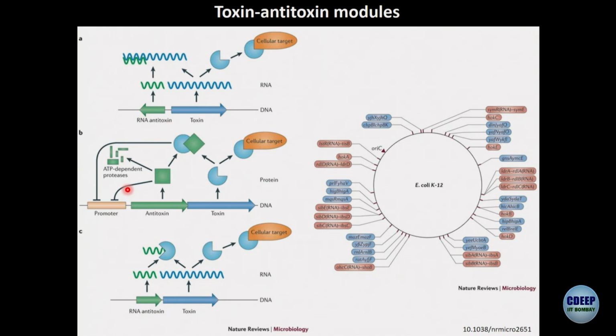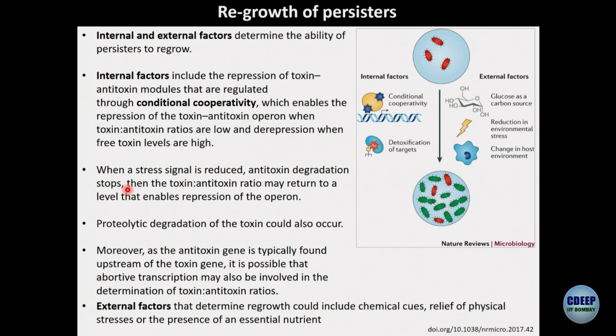The Lon protease, which we mutated or deleted to create BL21 cells. The Lon and the OmpT protease. That's one of the major proteases which degrades the antitoxin molecule. So when the stress is released, the degradation of the antitoxin stops. The moment it stops, what will happen? The toxin-antitoxin ratio may return to a level that enables repression of the operon, either by abortive transcription or by stoppage of the degradation of the antitoxin. In both ways, antitoxin levels are becoming higher.